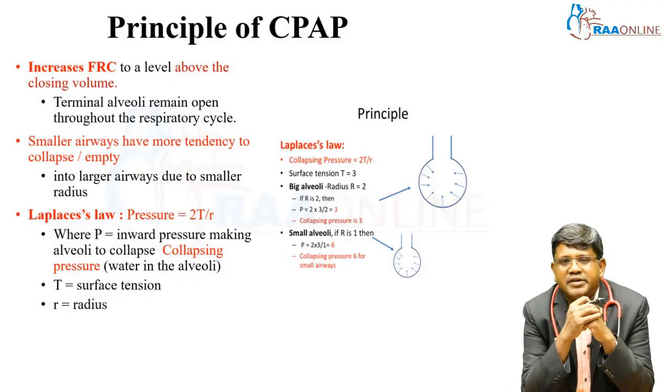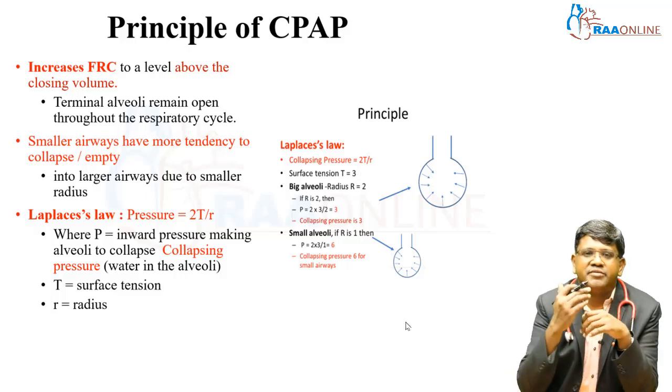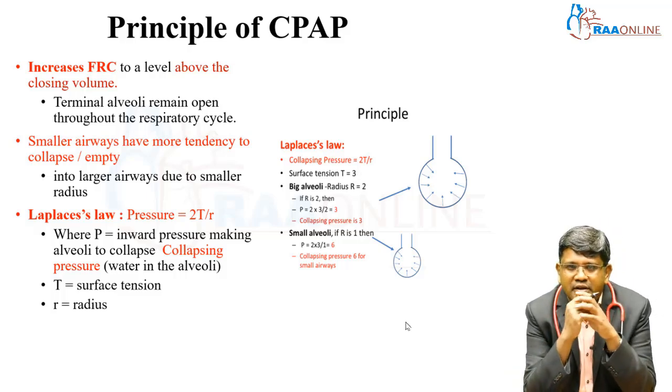So there are some physical laws. We have to understand what is Laplace law. Laplace law is nothing but collapsing pressure is equal to 2 times the surface tension divided by the radius. A bigger alveoli has got more radius.